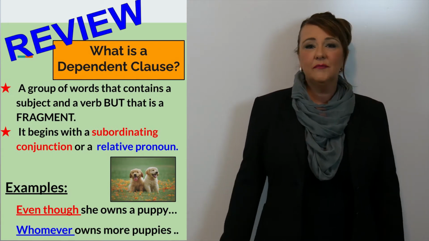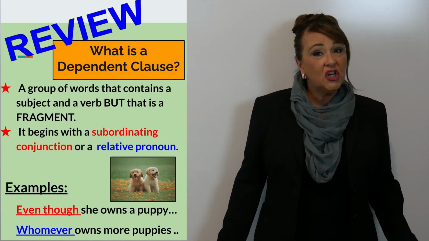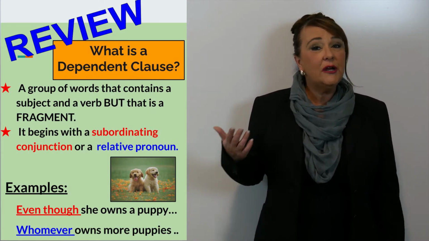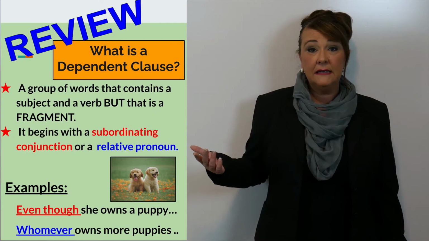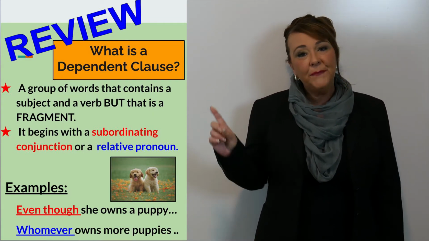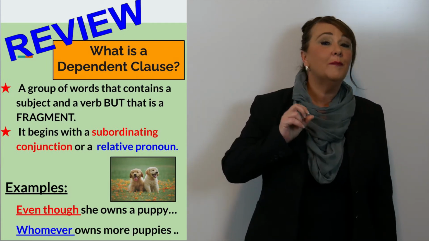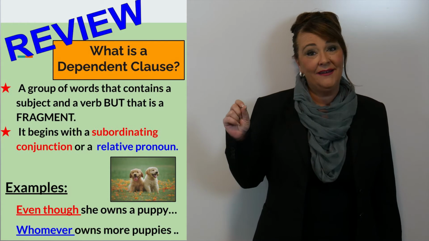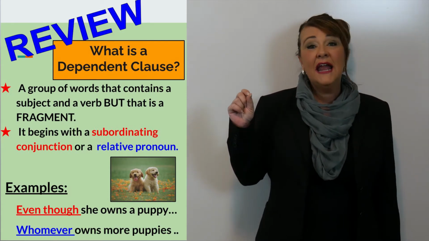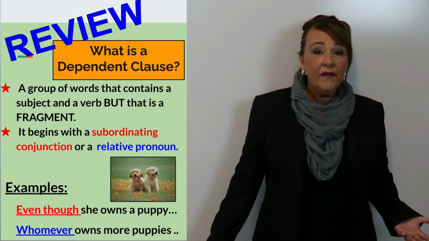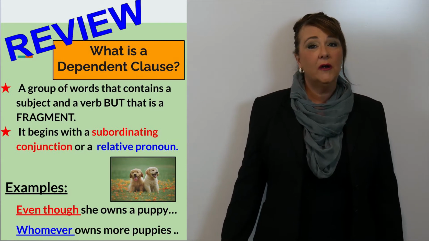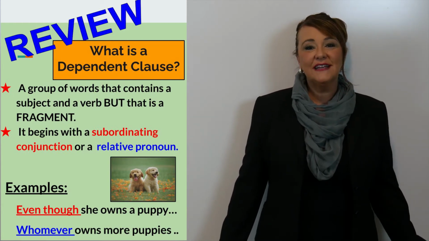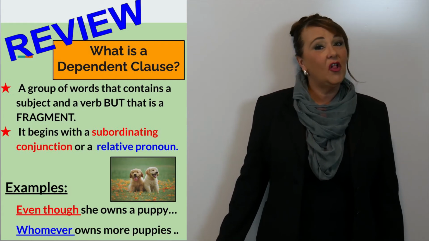The example that I used in the previous lesson, using a subordinating conjunction, was "even though she owns a puppy." So by itself, "she owns a puppy" is a simple sentence. It's independent. It's complete. But when we put the subordinating conjunction before that simple sentence, "even though she owns a puppy," it becomes a dependent clause or a fragment. Now, look, we do the same thing with relative pronouns. "Whomever owns more puppies needs more." You see how that works? It becomes a fragment or a dependent clause.